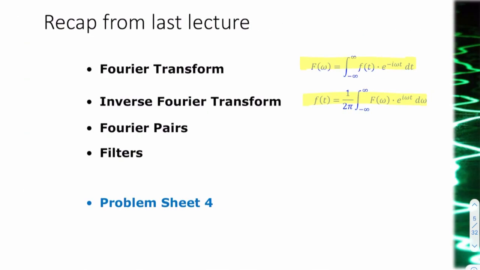So a quick recap. In lecture 4, we introduced the Fourier transform and the inverse Fourier transform. So these were two transformations represented by two integrals. One of them, the Fourier transform, would take a time domain signal and represent it in the frequency domain. The inverse Fourier transform would take that same signal in the frequency domain and represent it in the time domain.